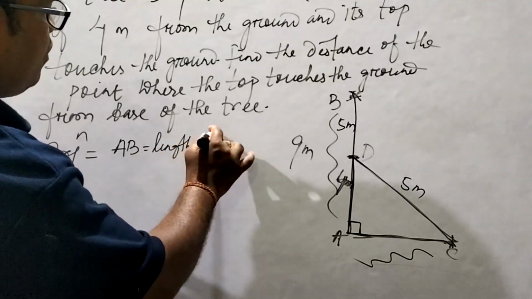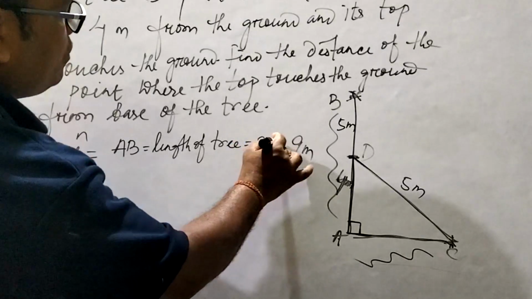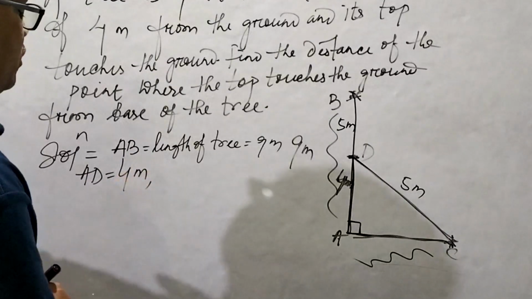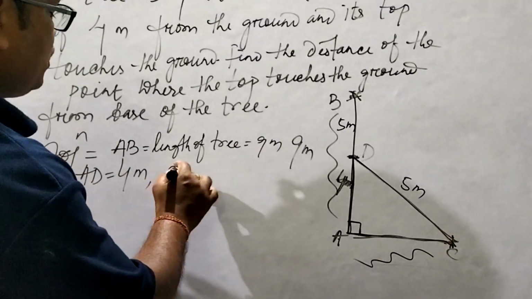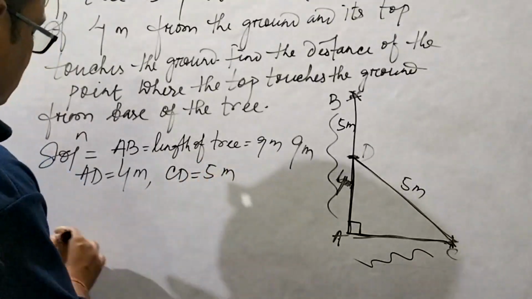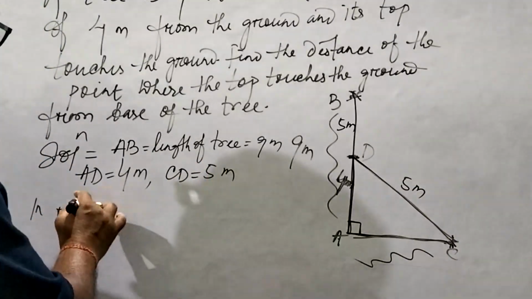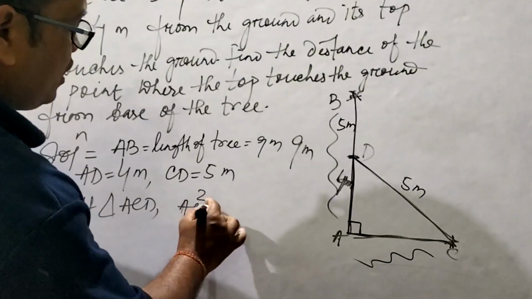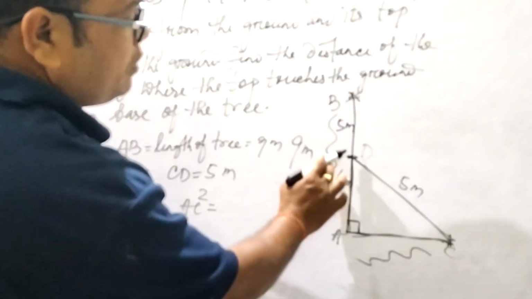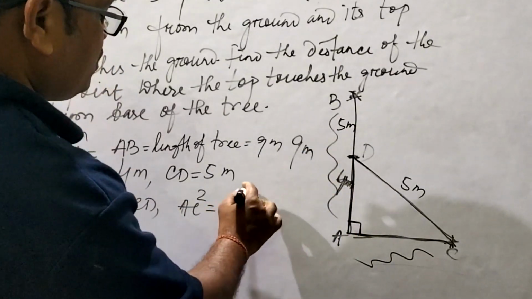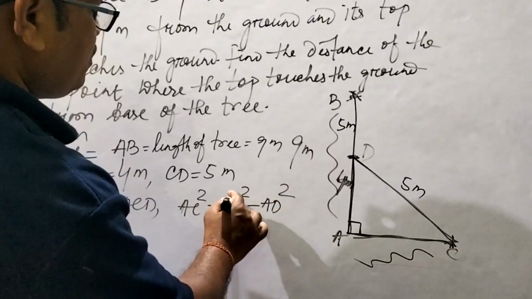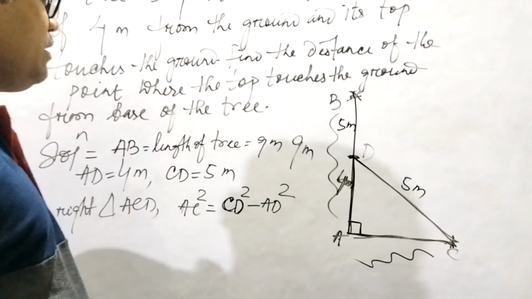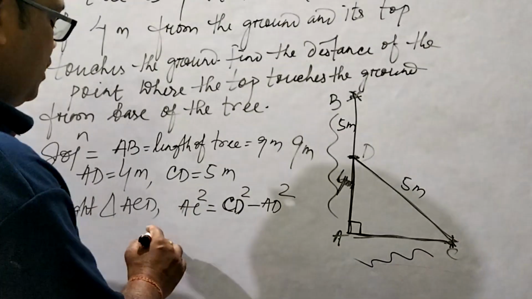the length of the tree, that equals to 9 meter. AD equals to 4 meter. CD equals to 5 meter. In right triangle ACD, according to Pythagoras theorem, AC square will be CD square minus AD square.